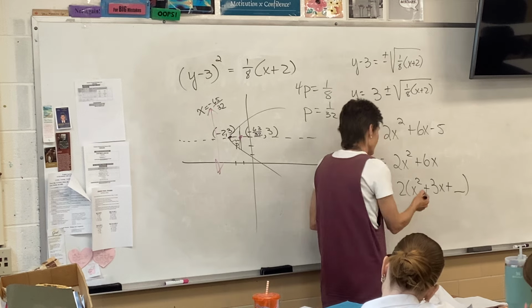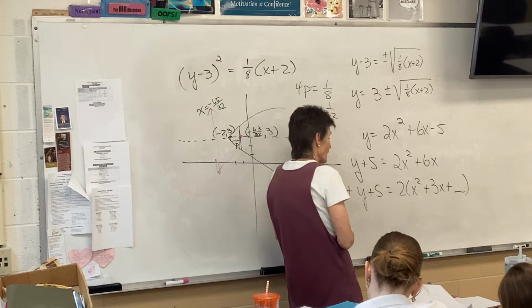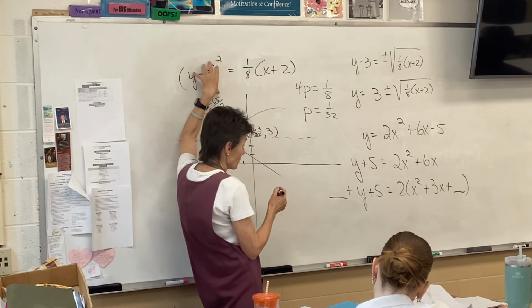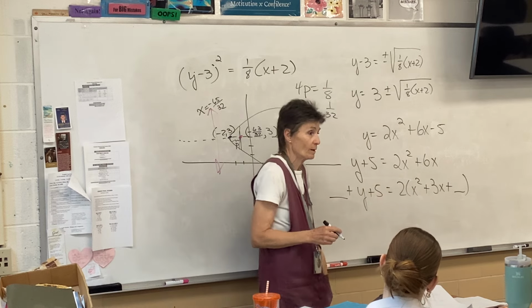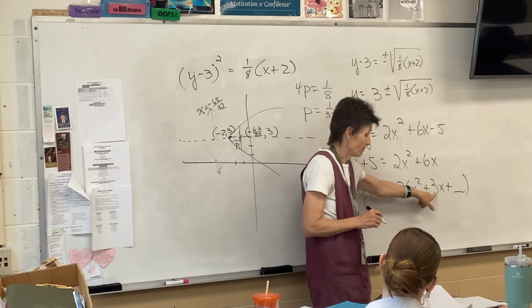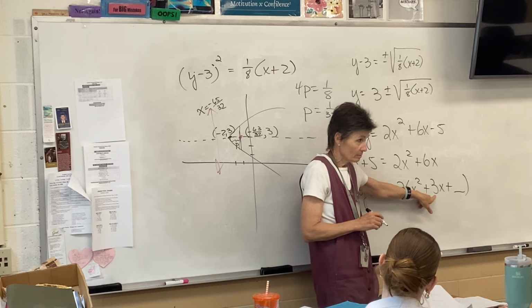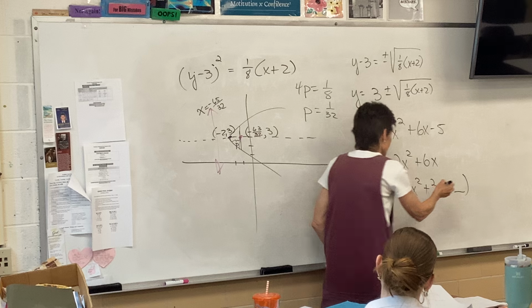And then I'm going to leave a blank there, and I'm going to have to put that blank over here too. I'm going to complete the square so that I have a squared quantity. So do you remember how to do that? How do we complete the square? Half of this squared. Okay, so what's half of 3? 3 halves. 9/4.